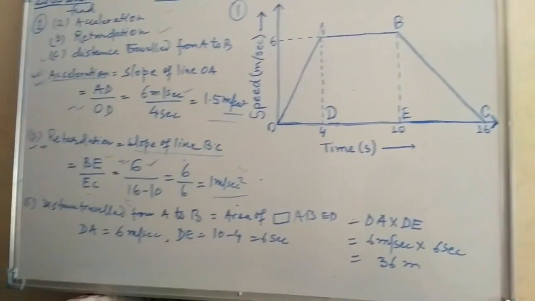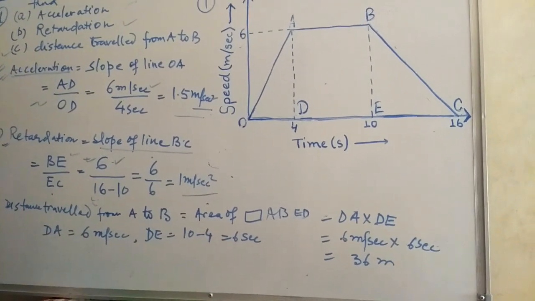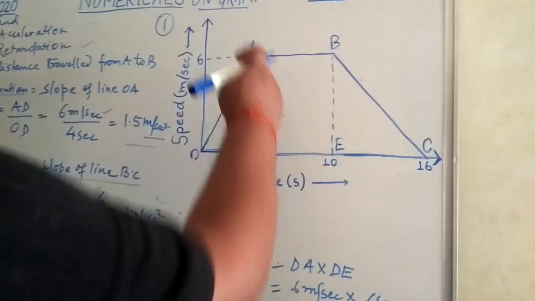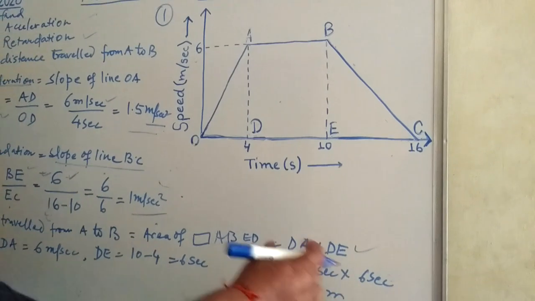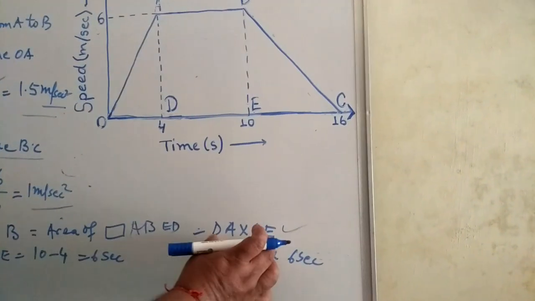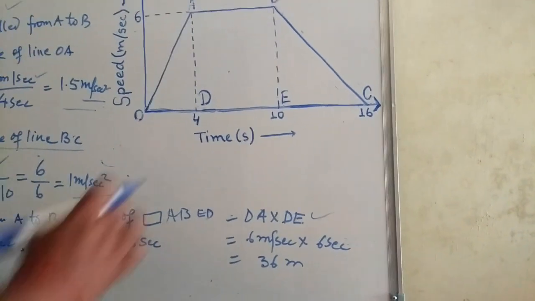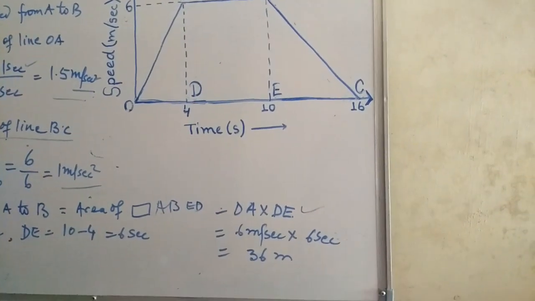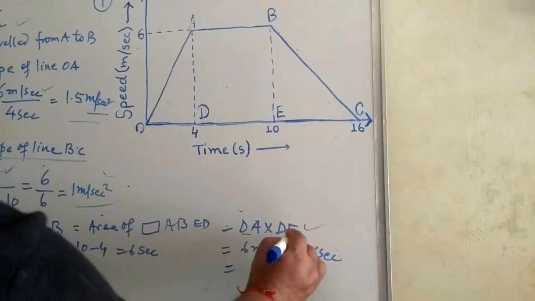This is the rectangle, and now we know that the area of the rectangle is what? L into B. You see, DA into DE. Here is the formula of the rectangle, and from that we want to take out the data. We want to take out the value of DA and DE.